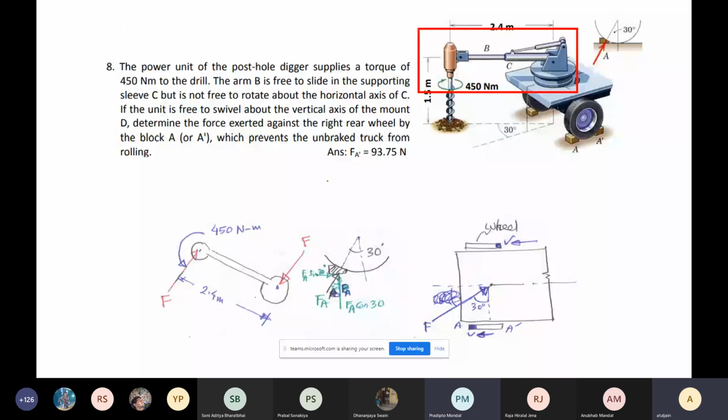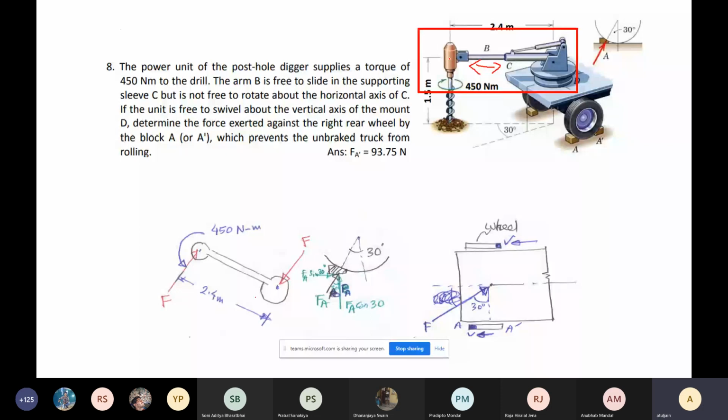Sir, can you explain the third line of the question? Arm B is free to slide in the supporting slit. So this can go up and down. So this is allowed, but not along the horizontal axis. So this rotation is not allowed. This cannot come here. This rotation is not allowed.